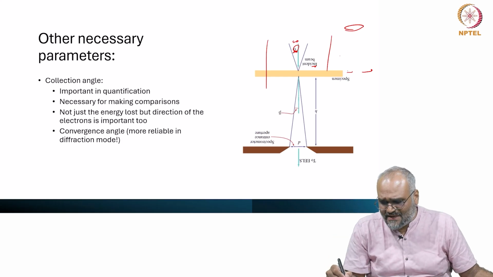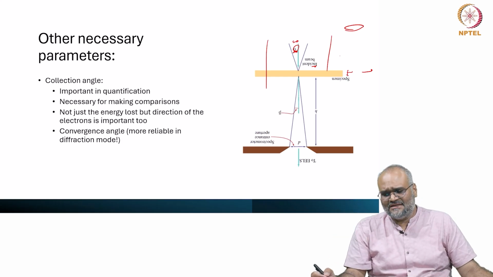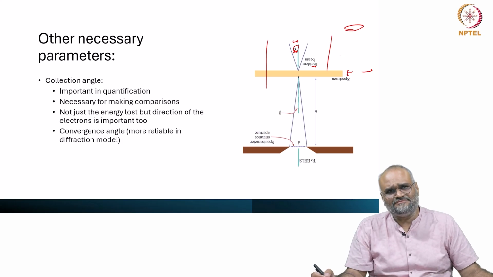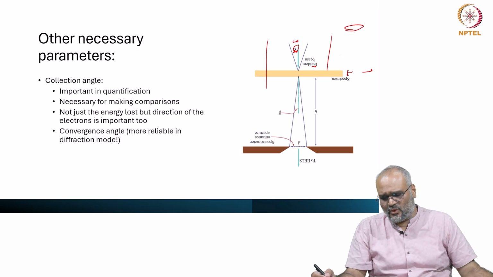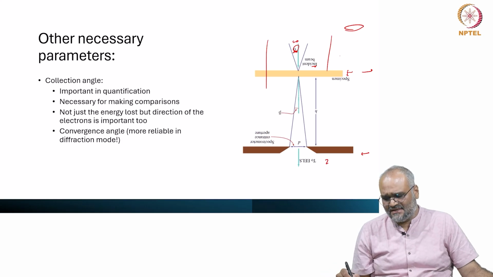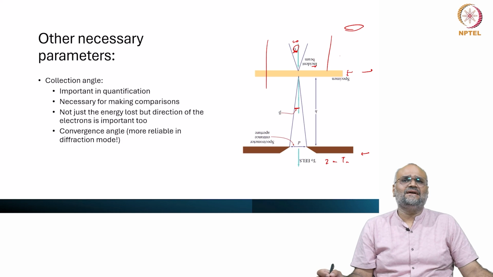The next parameter is the thickness of the specimen. This you would already measure with your low loss EELS spectra. And then, based on the entrance aperture, whether I am using 2 mm or 5 mm, my collection angle is also fixed.